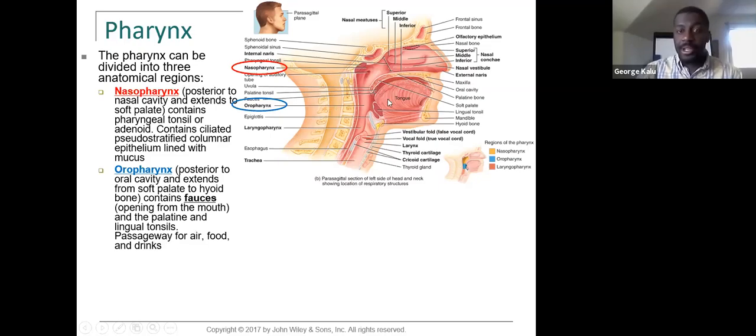When we breathe in air through our mouth, it moves from the oral cavity into the oropharynx. Food, same thing. And drinks, also the same kind of mechanism here.